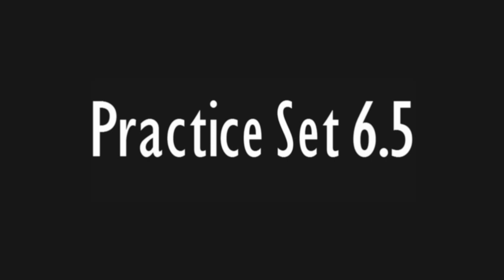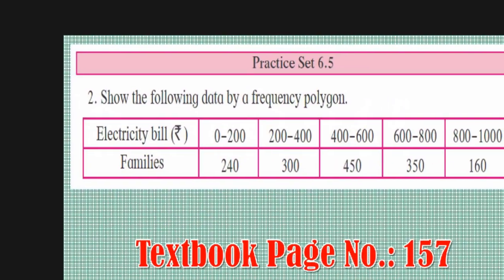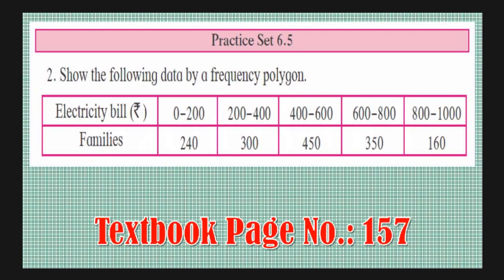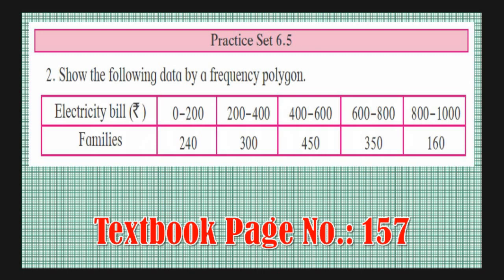First, let us learn the plotting of the polygon which is given in question number 2 and 3. Then we will understand what a polygon is so that we can learn question number 1. Question number 2. Show the following data by a frequency polygon. Here the data is about electricity bill in rupees, and the frequency is for families: 0 to 200, 200 to 400, 400 to 600, 600 to 800, 800 to 1000. We have to prepare a frequency polygon of the given data.